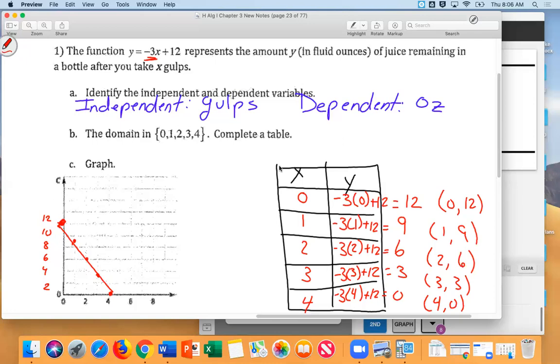Maybe your sip doesn't, you know, encompass 3 ounces.